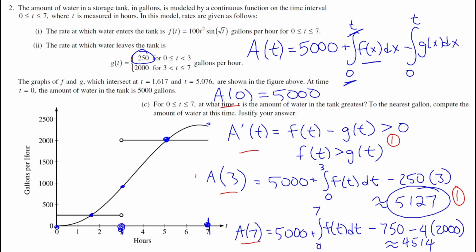1 point was, actually they gave you 1 point for A of 3 and 1 point for A of 7, the actual amounts at A of 3 and A of 7. 1 point just for testing 3 in general, and 1 point for having the correct things in our integrals, so f of t's. And so that is all of the points there for part C. And that is the end of this rate FRQ, which was number 2 from the 2007 AP Calculus AB exam.